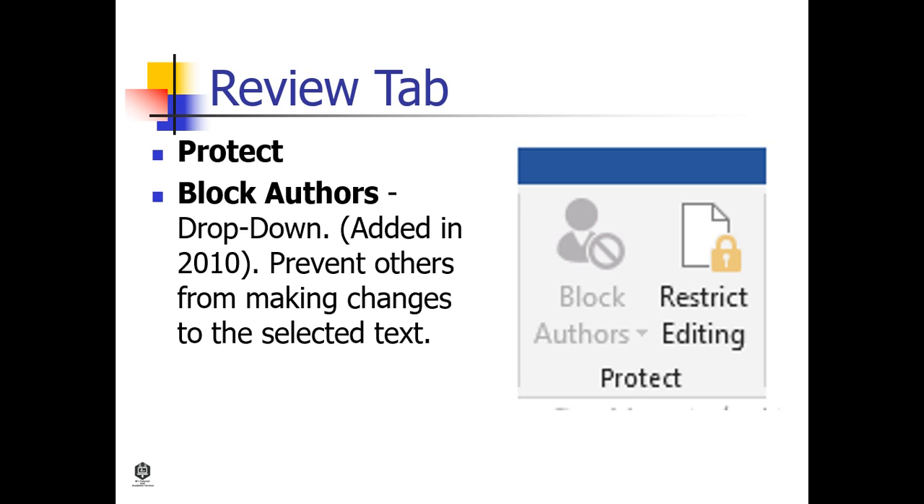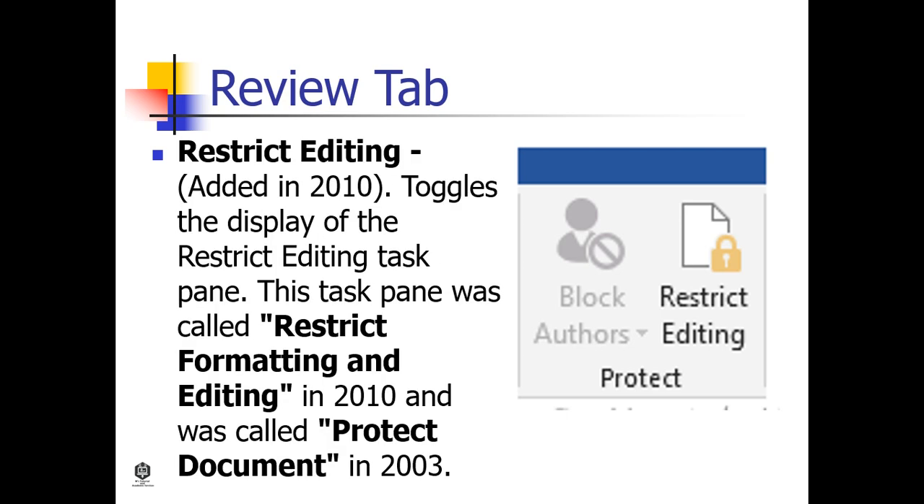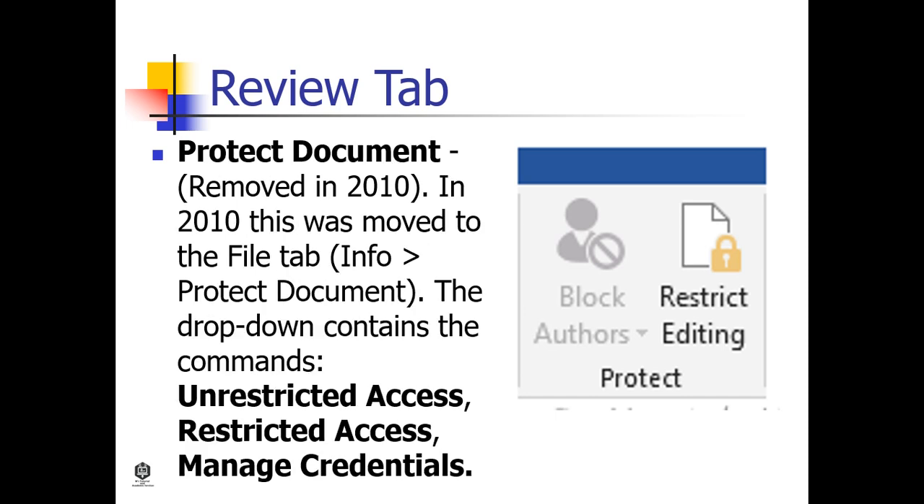How about the protect part? Lock authors drop-down, that was added in 2010, prevents others from making changes to the selected text. While the restrict editing, that was added in 2010, toggles display of the restrict editing task pane. The task pane was called restrict formatting and editing in 2010 and was called protect document in 2003.